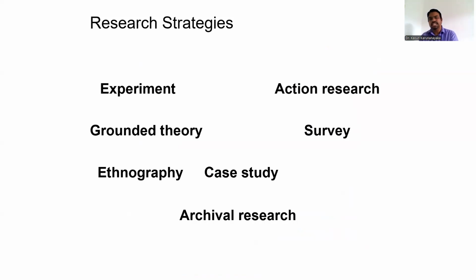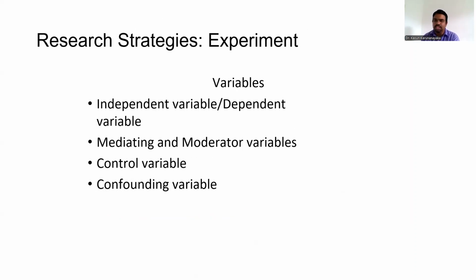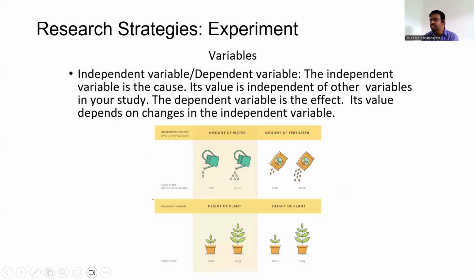So there are multiple research strategies, starting from experiments, action research, grounded theory, survey, ethnographic, case study, archival research, design science research. We will talk about each and every method in a very short time. For example, experiments: lots of students do experiment type research. In an experiment, we come up with a hypothesis and we test whether that particular hypothesis is correct or wrong. We conduct these experiments in a controlled environment, and we control some variables which can affect our study. When it comes to experiments, we want to talk about different variables: independent variables, dependent variables, mediating and moderator variables, control variables, and confounding variables.